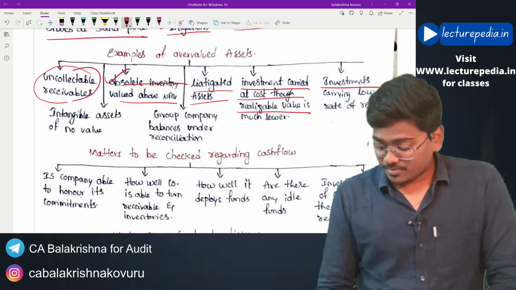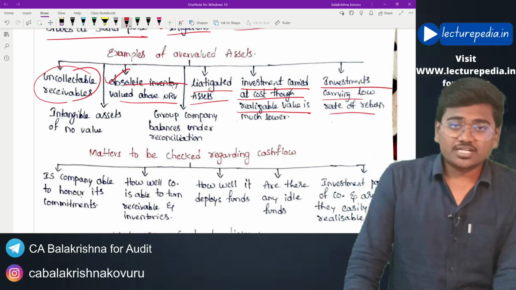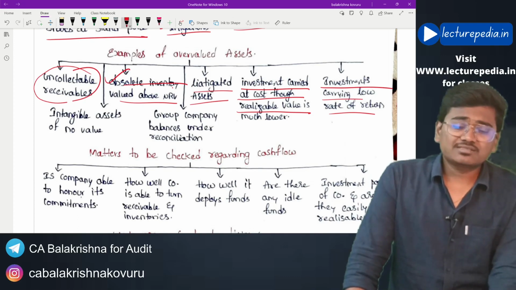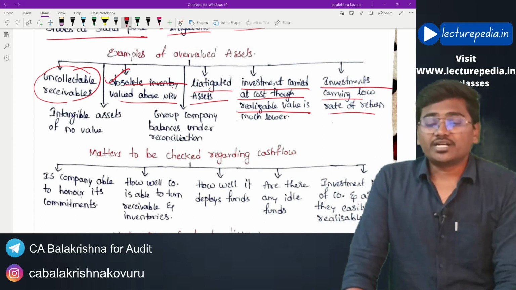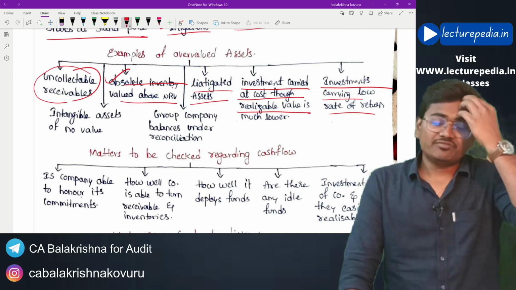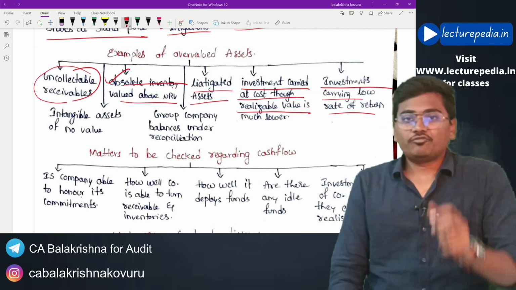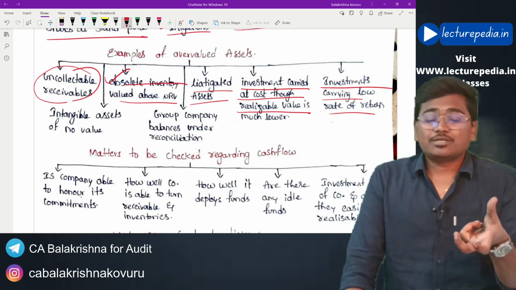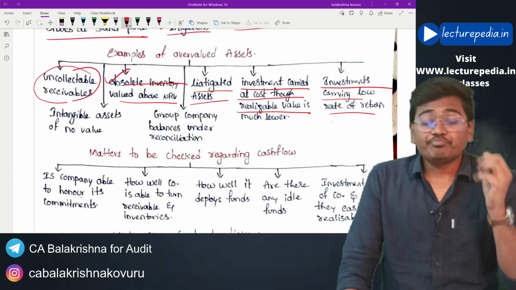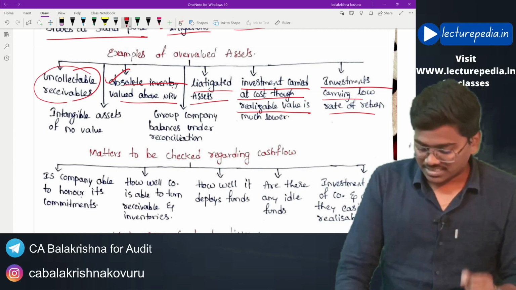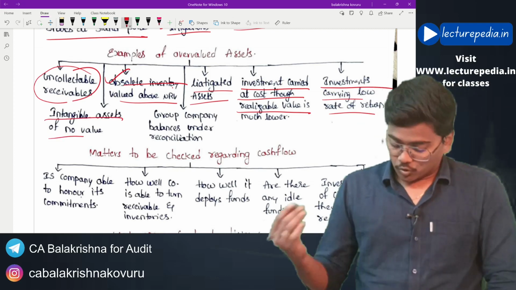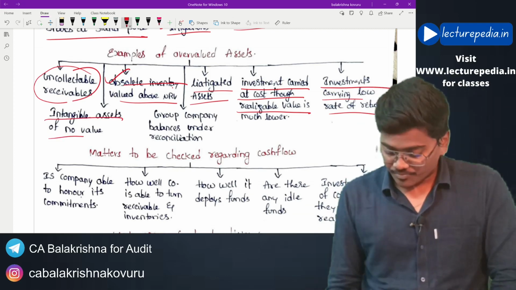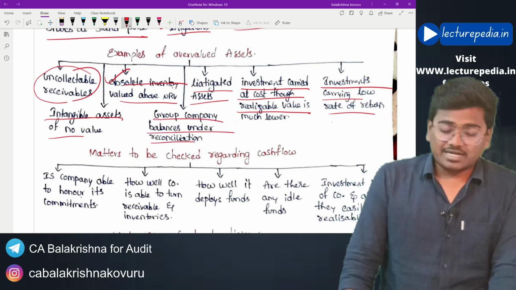Then investments carrying low rate of return. If investment is carrying a low rate of return, then the book value of that investment should be as per the rate of return of that particular investment. Okay, if you have not carried that book value as per the rate of return, then that becomes an overvalued asset. And intangible assets of no value, and group company balances under reconciliation.